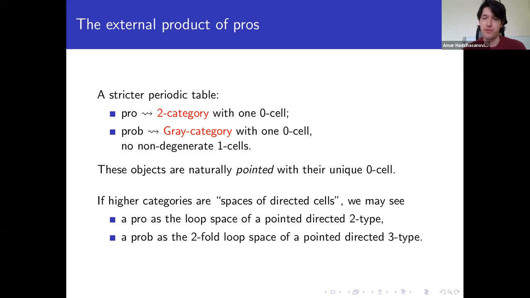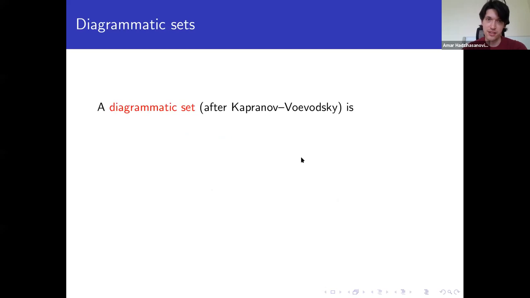So this whole thing kind of evolved into something a bit more comprehensive than just trying to formalize this result, and that's this theory of diagrammatic sets that's developed in this paper from last year. The name diagrammatic set is borrowed from a kind of notorious paper by Mikhail Kapranov and Vladimir Voevodsky. So I'm going to give you an idea of what a diagrammatic set is.